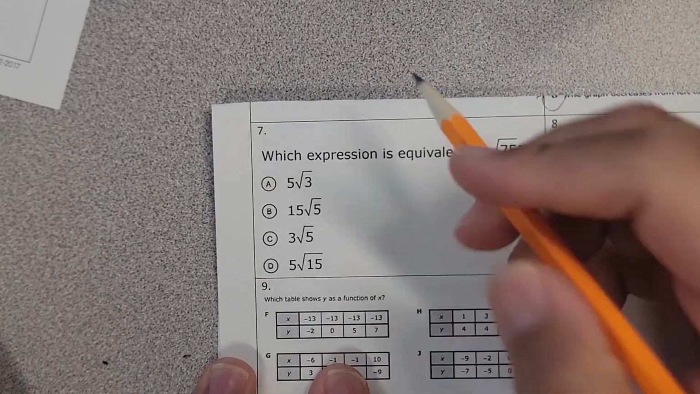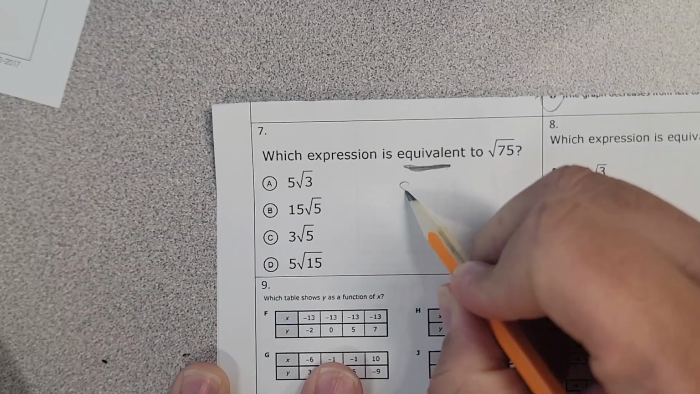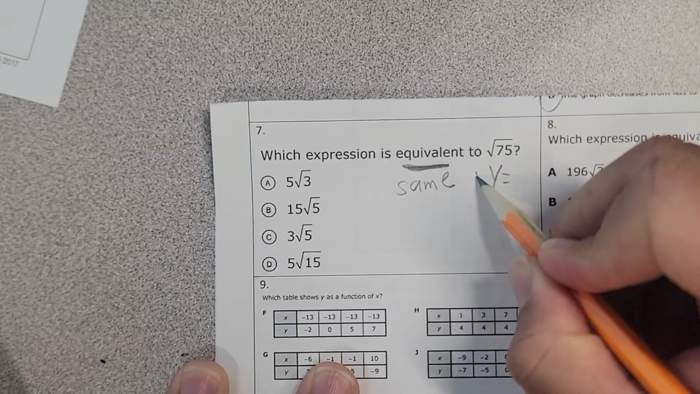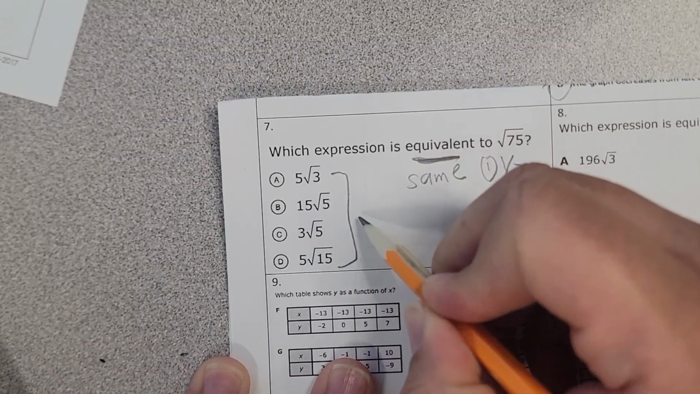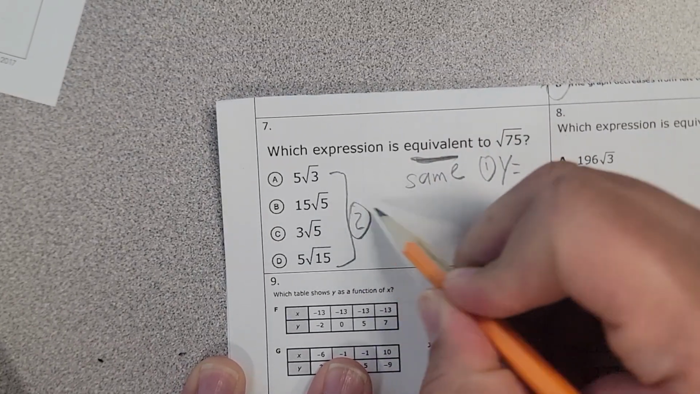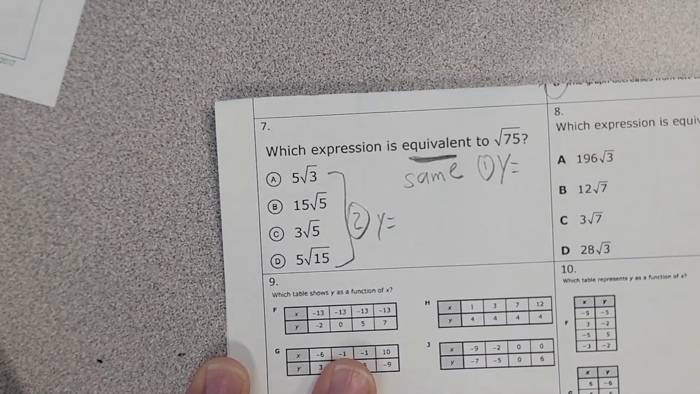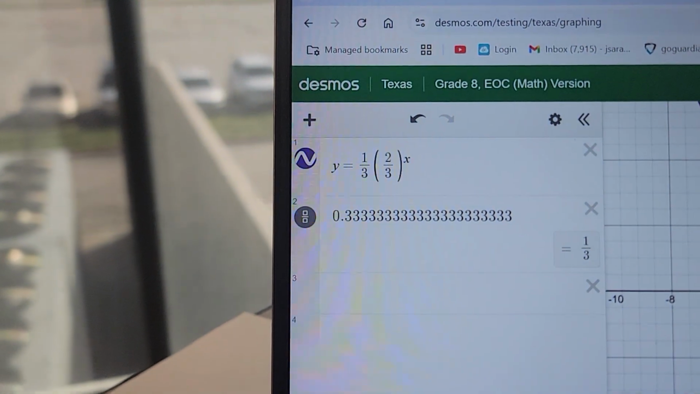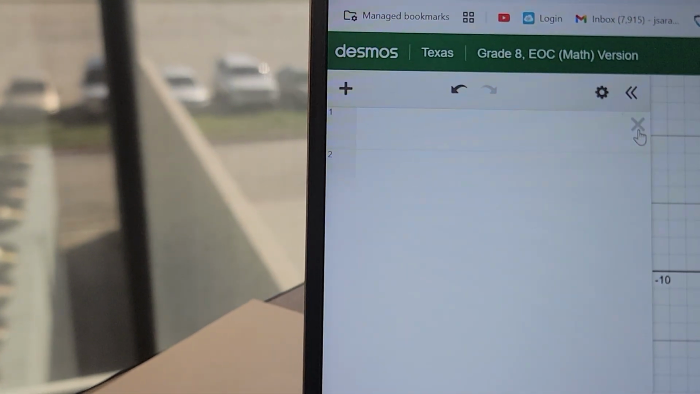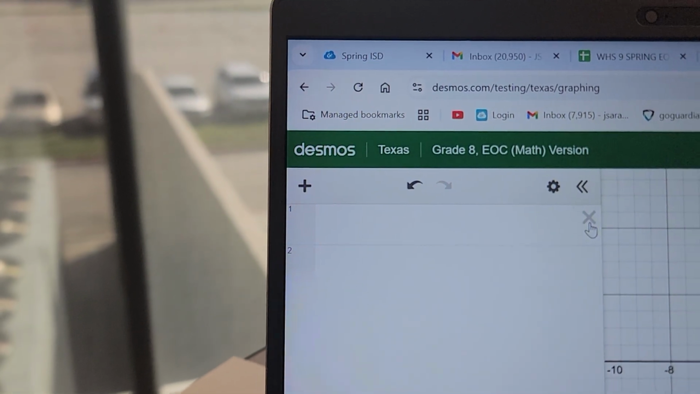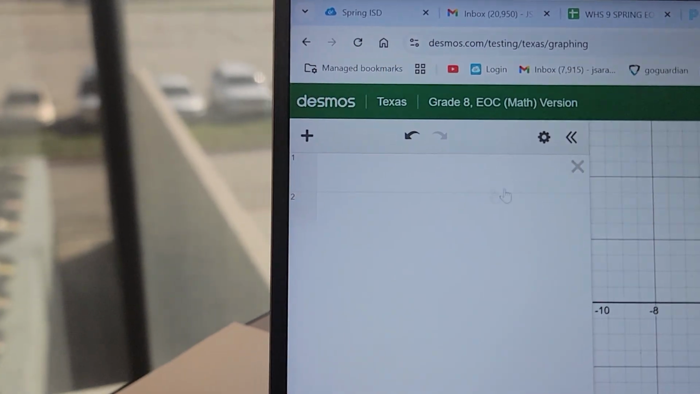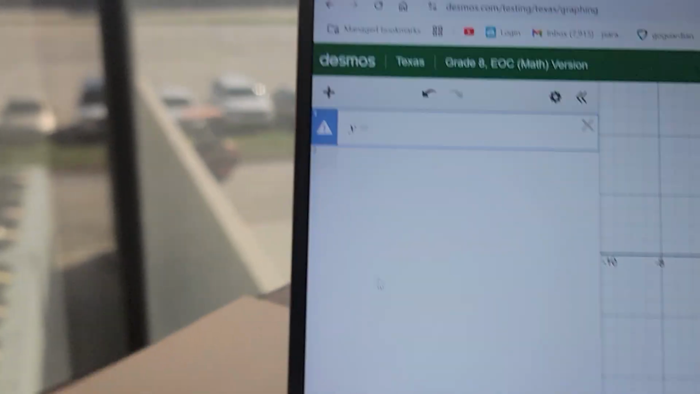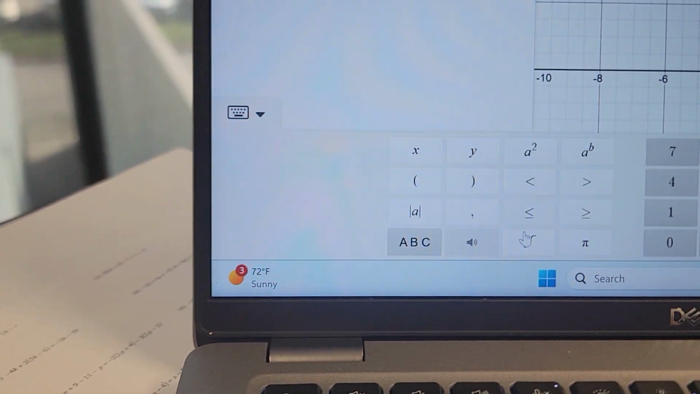Now it says which expression is equivalent. So remember, guys, equivalent just means the same. Okay, so we're gonna put this in y equals in number 1, and then all these we're gonna try in number 2 for the y equals to see which one of these are the same. So let's just plug it in. Okay, so let's clear this out. So let me put y equals the square root. For the square root button, guys, you have to go here, and this is your little square root.